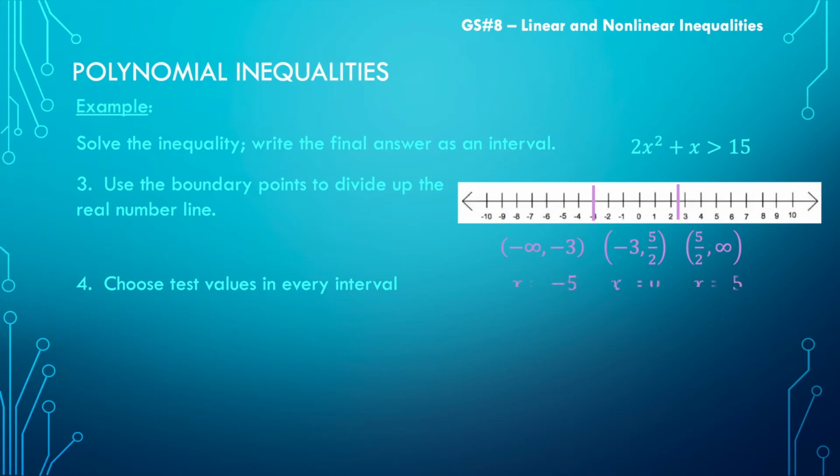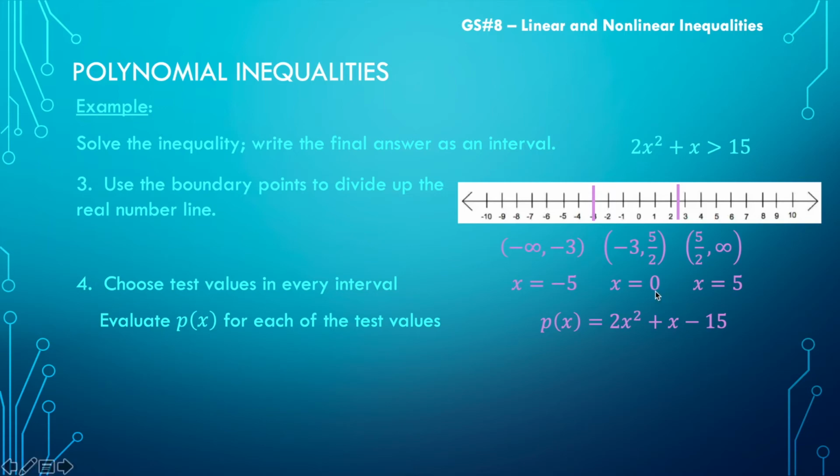So I went ahead and chose -5 for this first interval. I will always choose 0 for the interval that contains 0, and for simplicity's sake, since I've got a -5 over here, I chose +5 over here. But again, you can choose anything that's within that interval. Now you're going to use those test values and evaluate p of x. We know p of x is 2x squared plus x minus 15. So we want to sub in 3 separate values: -5, 0, and then +5, and get the output.